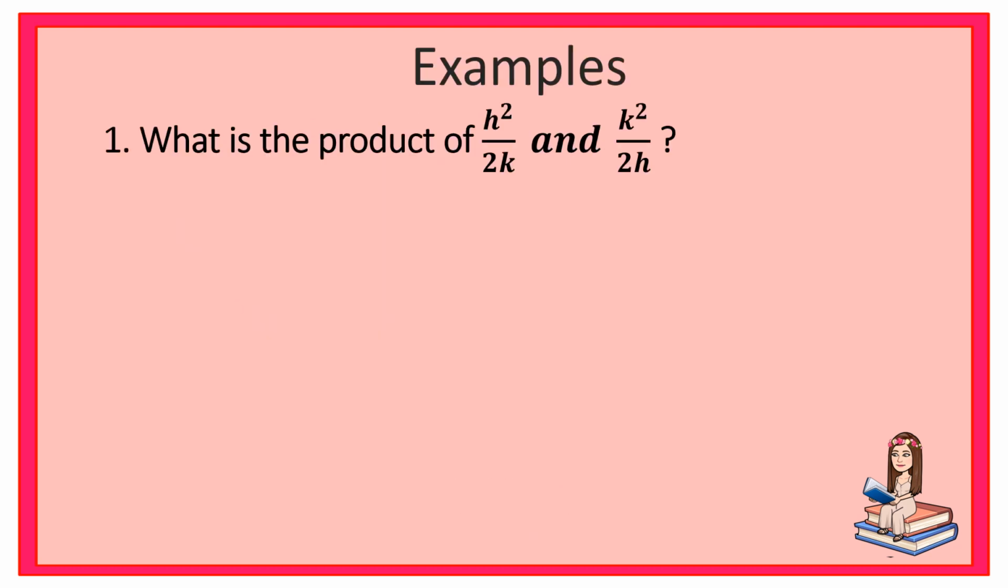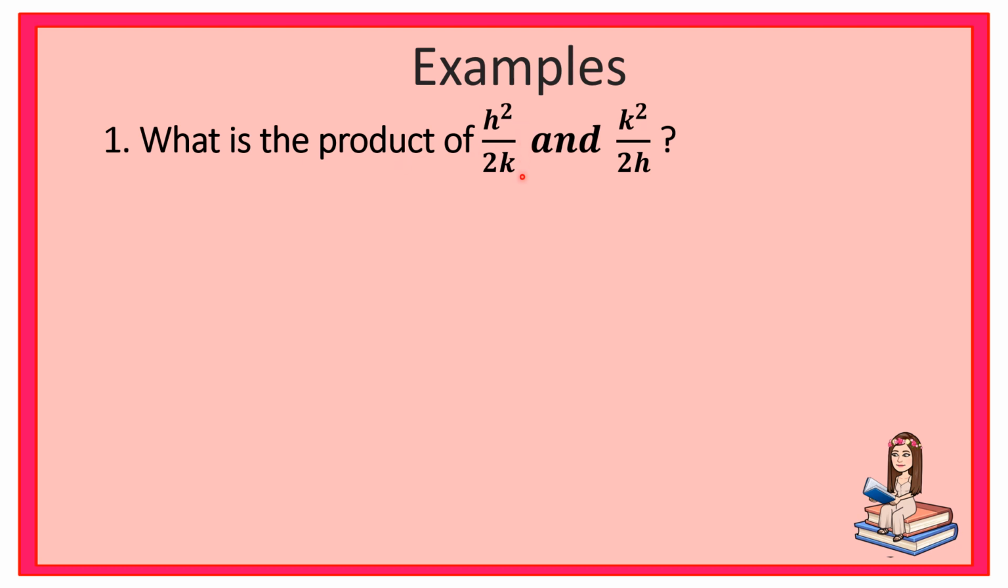With our first example: what is the product of h squared over 2k and k squared over 2h? The very first thing that you will consider is kung ano ba yung operation na gagamitin mo. In this given question, it says product. Product is the answer in multiplication. Therefore, this falls under multiplication of rational algebraic expressions.